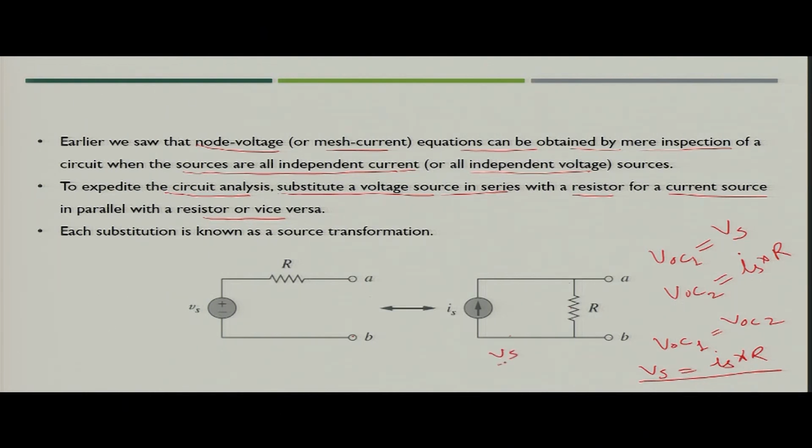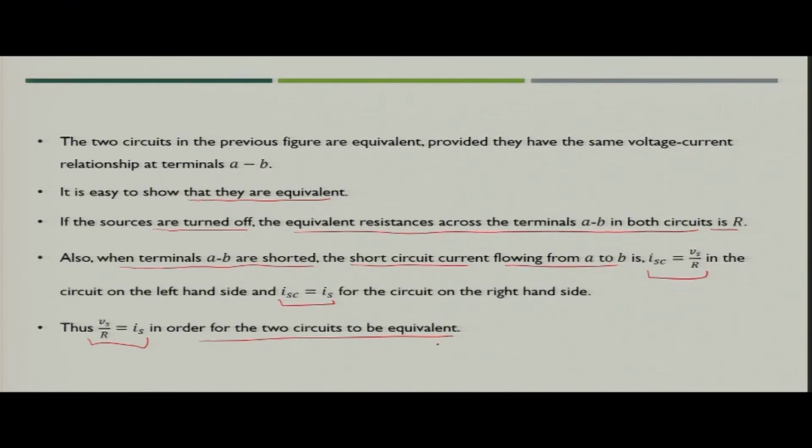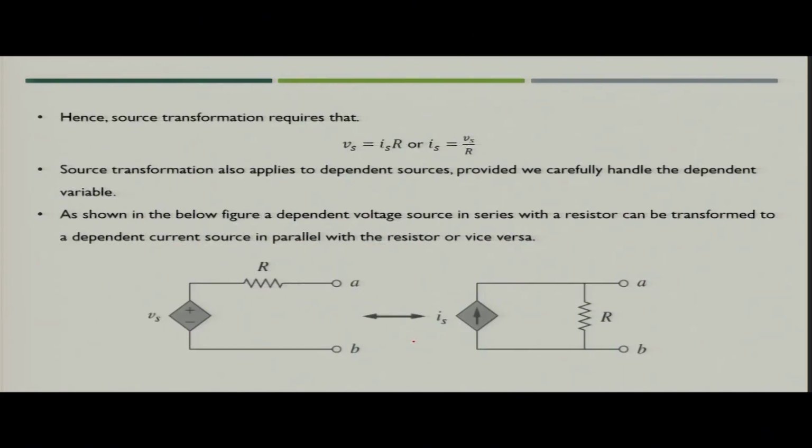So, this is the same thing which you got in the previous case. What we got in the previous case? Vs by R is equal to Is. So, you can cross verify that whether it is short circuit characteristic or open circuit characteristic, the circuit is equivalent because it is giving the same output. So, now we have established the relationship between voltage source and current source in both of the equivalent circuits.